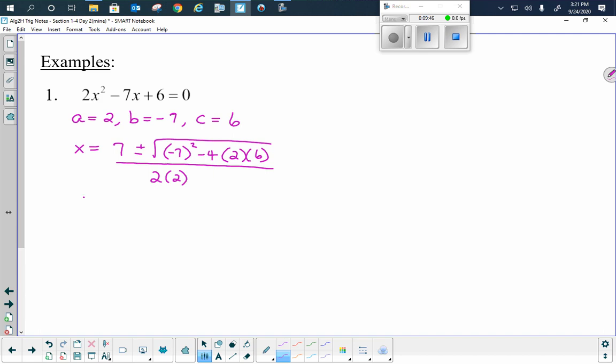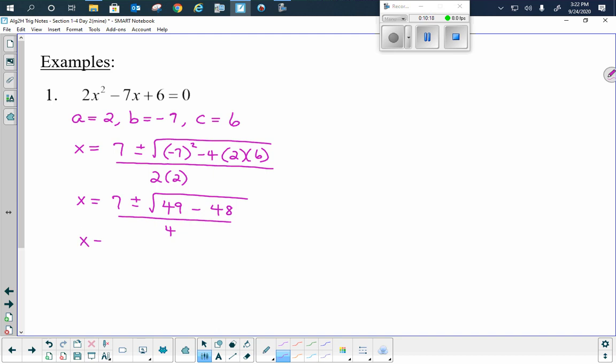Okay, so starting to simplify then, 7 plus or minus. Your very first number in here, since it is squared, better be positive. Okay, so if you ever get a negative there, you've got an issue. And then negative 4 times a positive is going to be negative. I'll just decide that first. 4 times 2, 8 times 6, 48. Okay, and then all over 4.